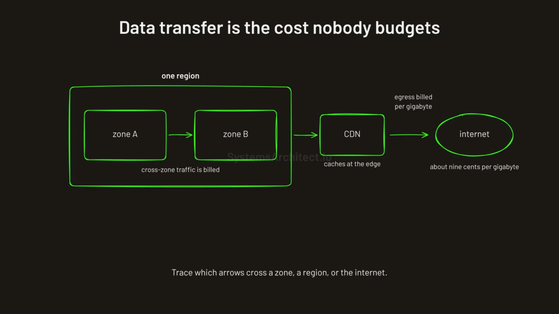NAT gateways charge an hourly rate plus a per gigabyte processing fee. Why put a content delivery network in front? A network like Amazon CloudFront cuts egress costs and improves latency at the same time. VPC endpoints keep traffic to services like Amazon S3 inside the provider network. Trace the data path in every design review. Ask which arrows cross a zone, a region, or the internet.